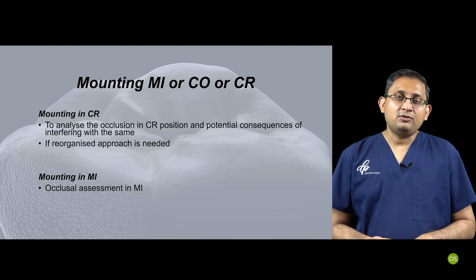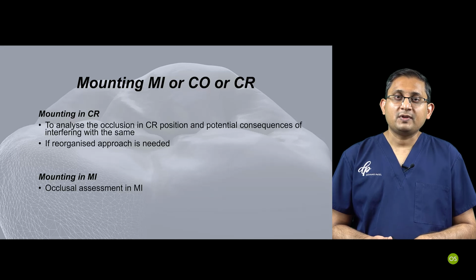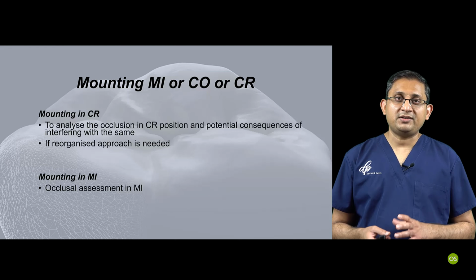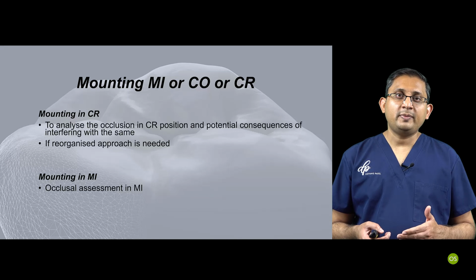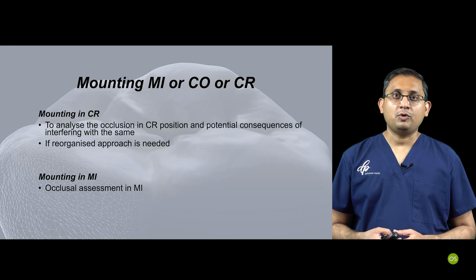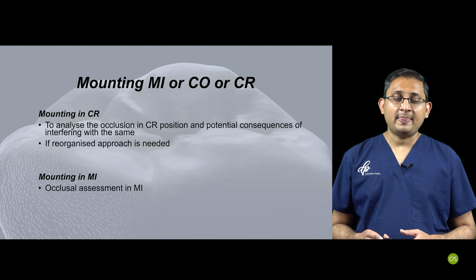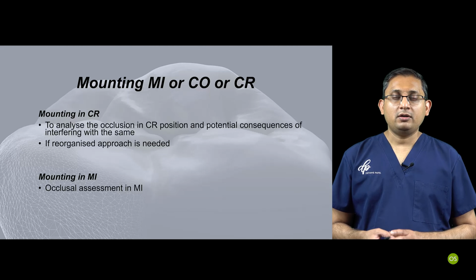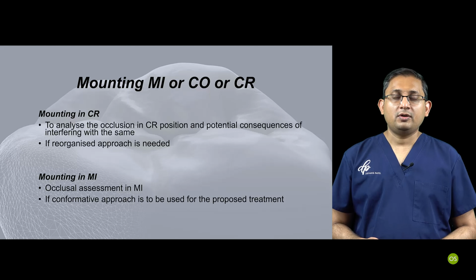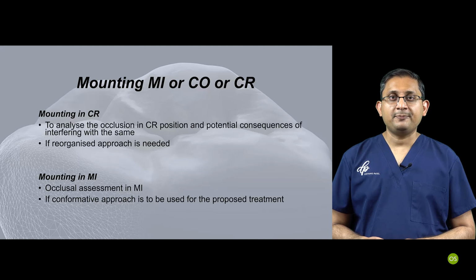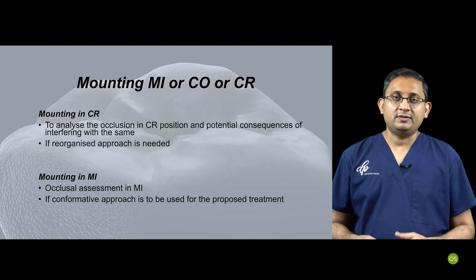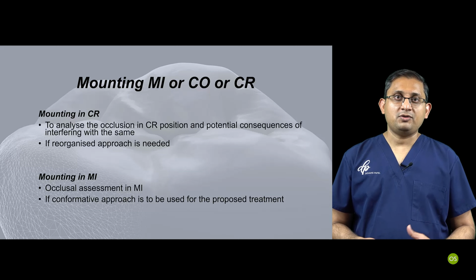Or if you drop the pin down, you will be able to assess probably patient's CO, but you can't assess proper occlusion, what patient currently has, and how patient's functioning in MI. And hence, you need to mount the model in MI to assess current occlusion and their guidance. If you are using conformative approach, then you would also mount model in MI, because you don't want to increase the vertical dimension, you don't want to restore the patient in CO or CR, you mount the model in MI.